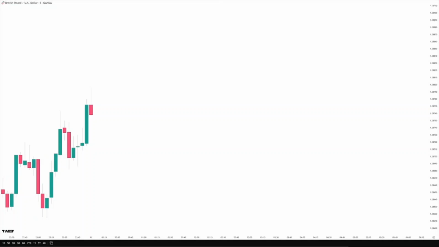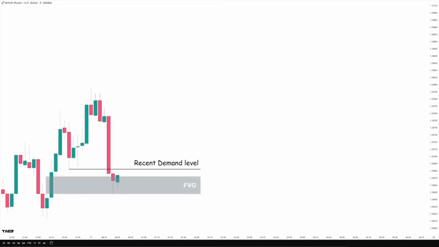Here on the pound-yen 5-minute chart, we see a clear uptrend. Normally, breaking below the recent low signals a market structure shift to the downside. However, if you check the left-hand side, you'll notice an FVG area just below the swing low. This increases the likelihood of price tapping into the liquidity below the recent low before continuing upward from the fair value gap.